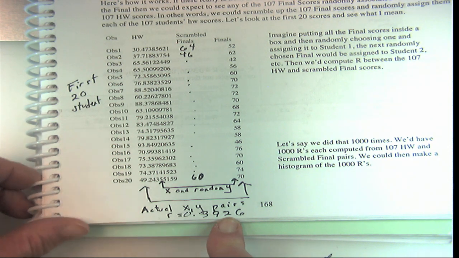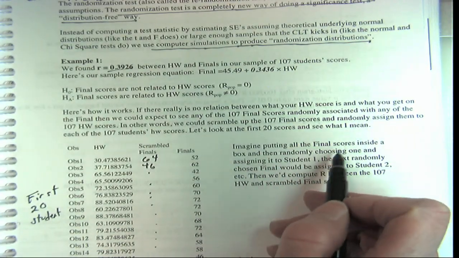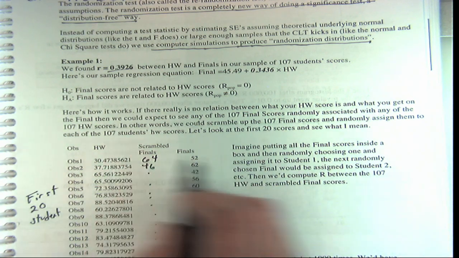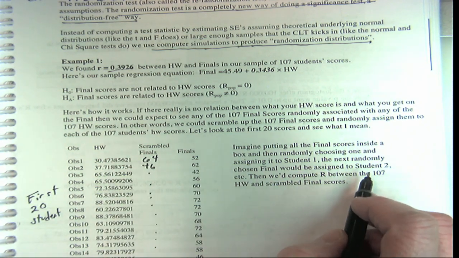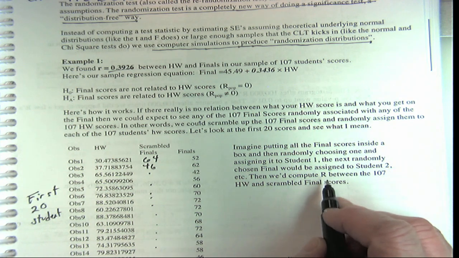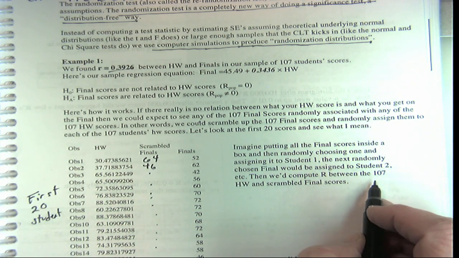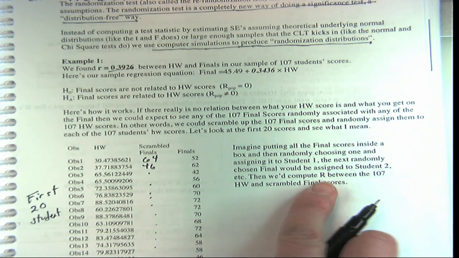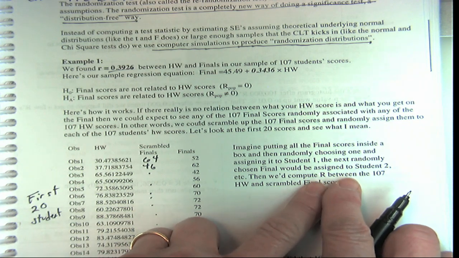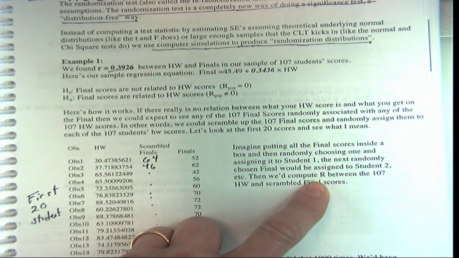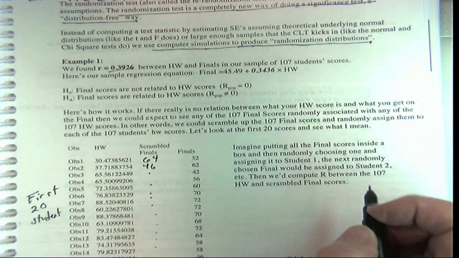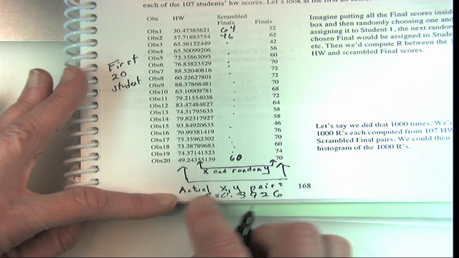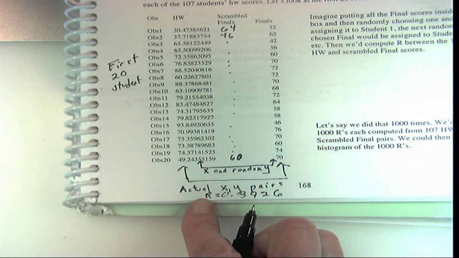So what we're testing here, I say imagine putting all the final scores inside a box and then randomly choosing one and assigning it to student 1. The next chosen final would be assigned to student 2, etc. Then we'd compute R between the 107 homework and scrambled final scores. So this program is computing the absolute value of R, which you're going to see. But the computer, I'll show you one where it computes little r. Here they're the same because R was positive.